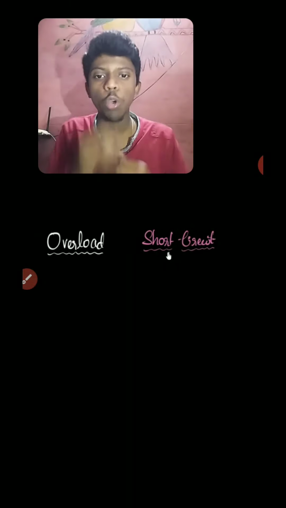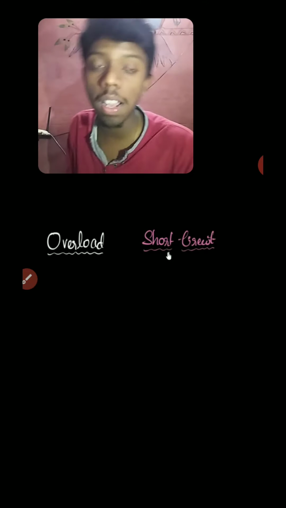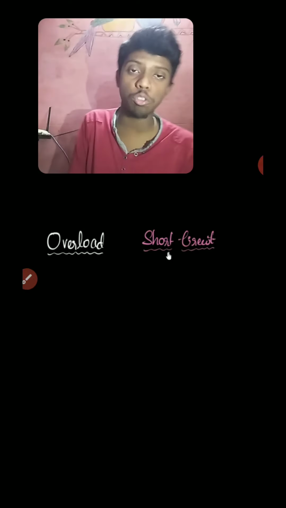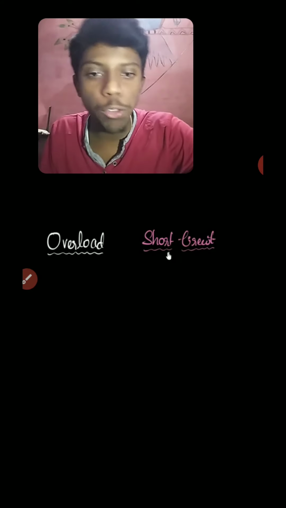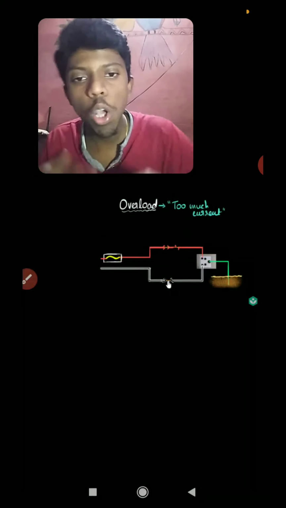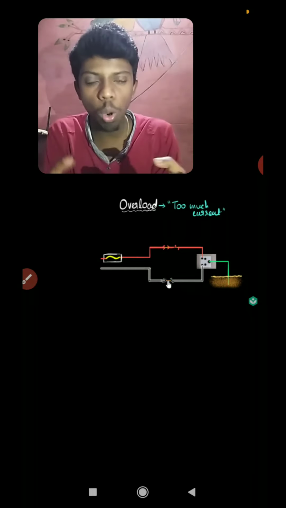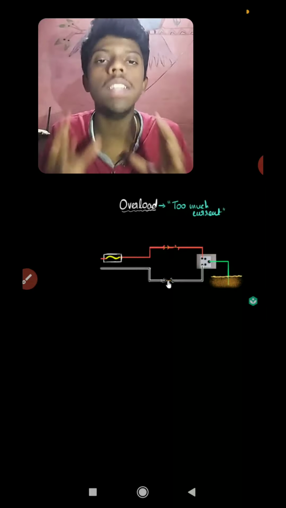And let us learn what you mean by overload and short circuiting, which is very important for your NCERT and CBSE final examination, and is usually asked for 4 marks or 3 marks. So get on to it. Overload and short circuit. Basically, overload means too much current. Overload in the sense of very much. So too much current is the meaning of overload.